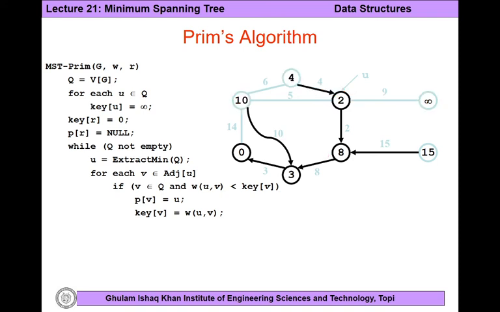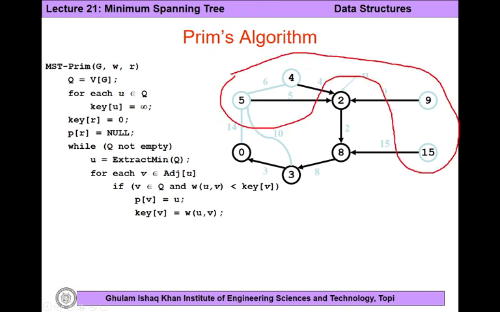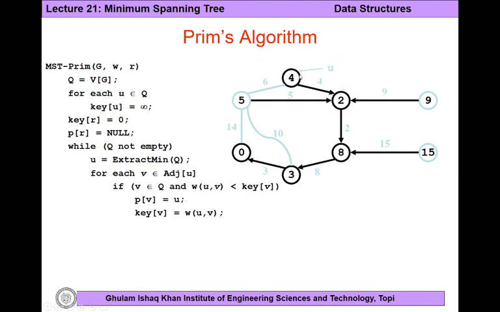Now let's see what happens. This gets updated, this gets updated, and this node gets updated. Now in the remaining 4 nodes which are in the graph, the minimum value is this one, right. So we will be extracting this.